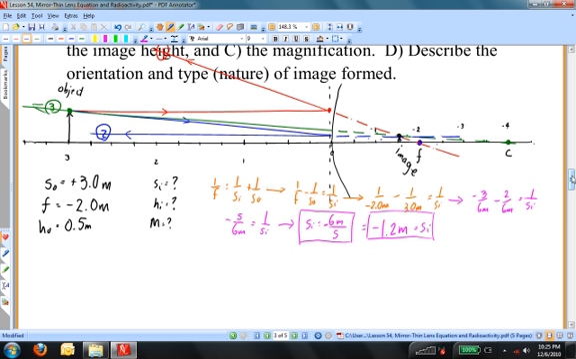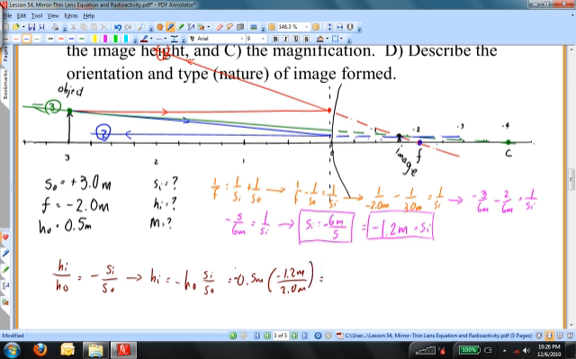Now, we also want to figure out what is the height of the image. Since I know what the image distance is, I can use the magnification equation to figure that out. The form of the magnification equation is HI over HO equals negative SI over SO. So I want to solve that now for HI. And I get that HI is equal to negative HO times SI over SO. And I know all these numbers now. I know that the object height is 0.5 meters. I know that the image distance is equal to negative 1.2 meters. And I know that the object distance is 2.0 meters.